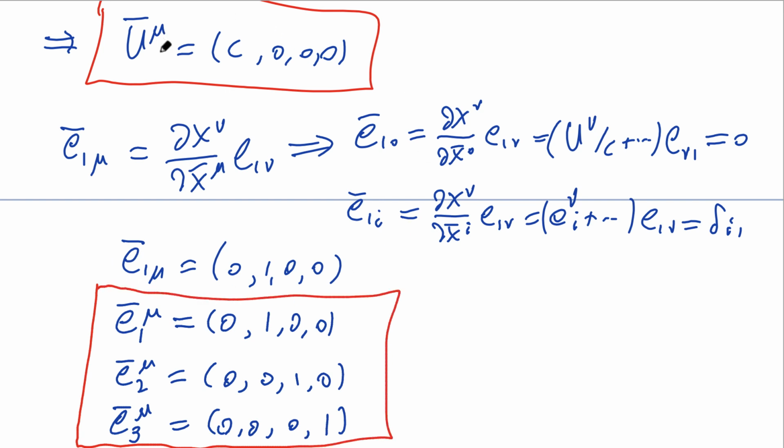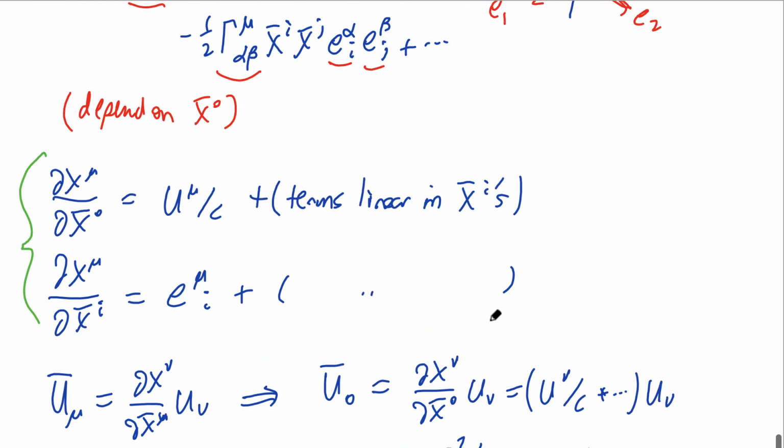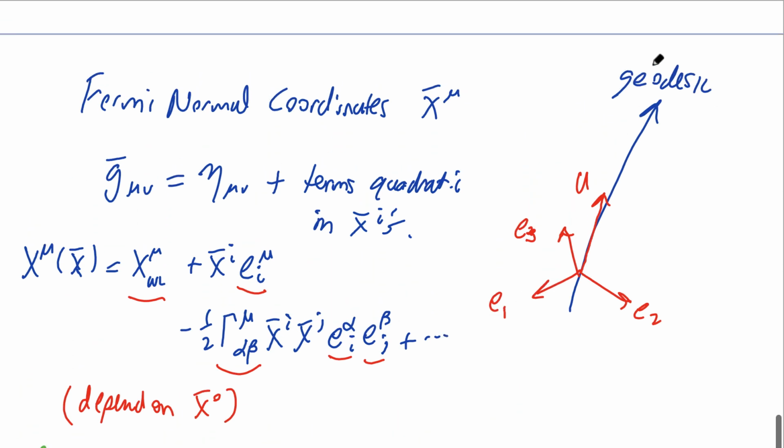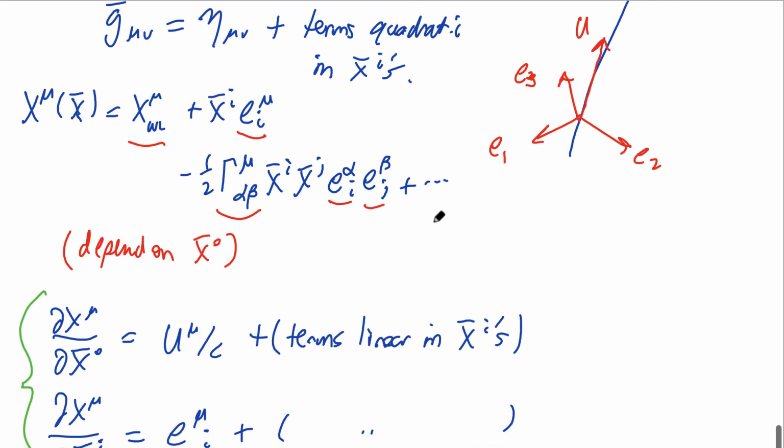So as claimed, the four vectors that the observer uses to construct Fermi normal coordinates have components that are just 1s and 0s, or in this case c's and zeros, when expressed in Fermi normal coordinates. By the way, in the earlier lecture where I constructed Fermi normal coordinates, I assumed that the world line was a geodesic, but it's possible to construct Fermi normal coordinates even if it isn't. It's a little more complicated, and the result is that there are some linear terms in the x bar i's in the metric near the world line, but that doesn't change any of our results here.